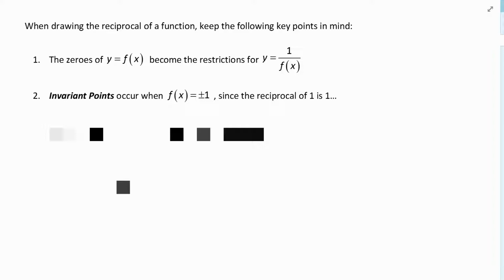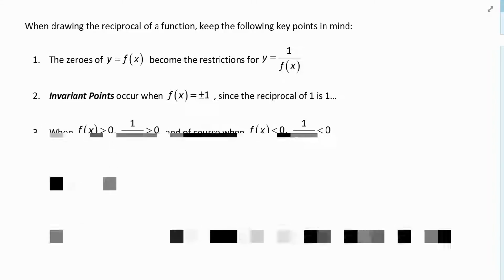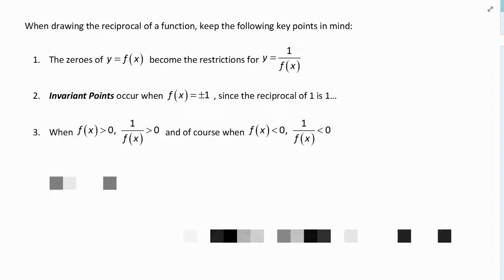The third point is really important, but also kind of obvious. When f of x is greater than 0, in other words positive, then the reciprocal is positive. And of course, when f of x is negative, then the reciprocal is negative. Taking a reciprocal doesn't change things from positive to negative.